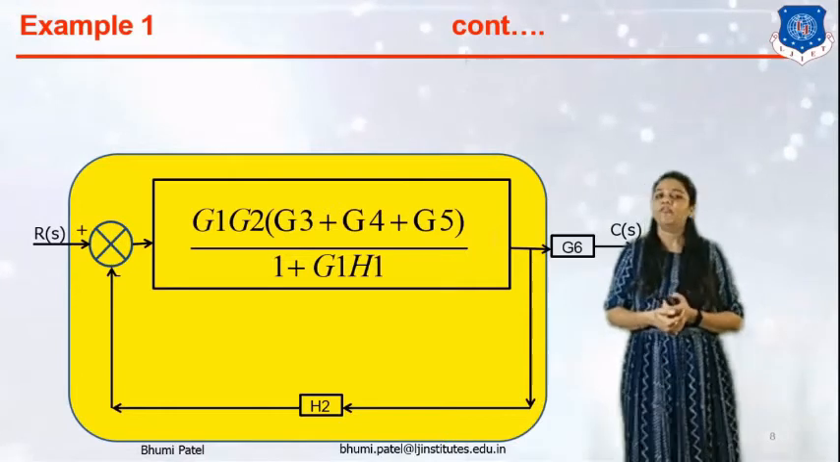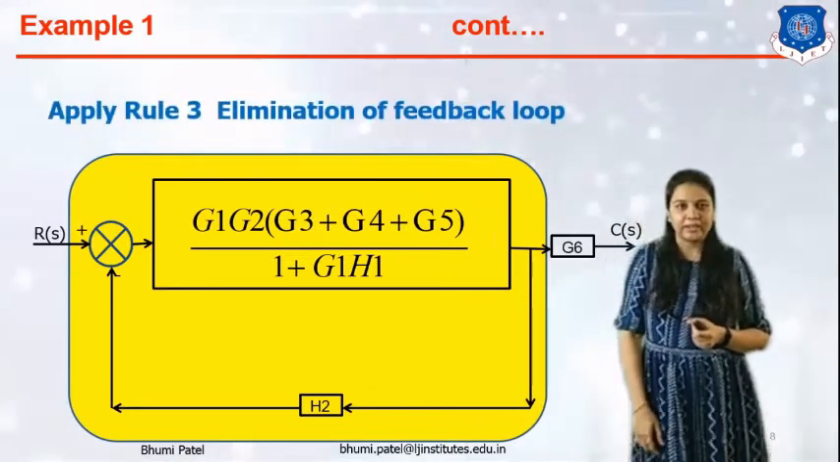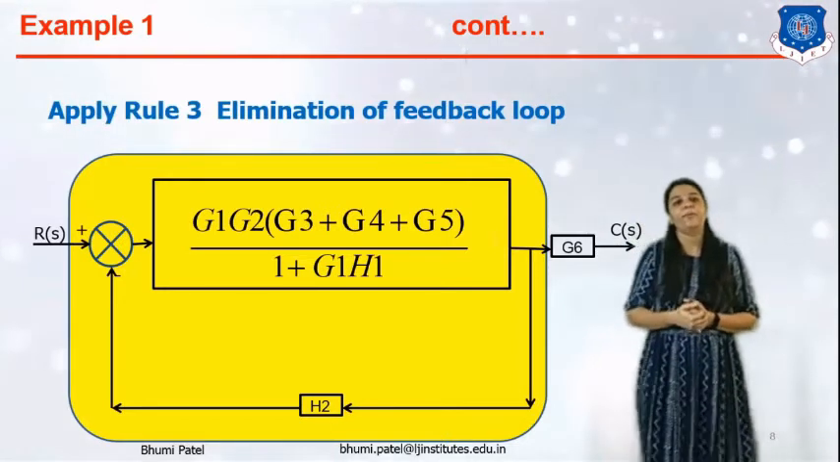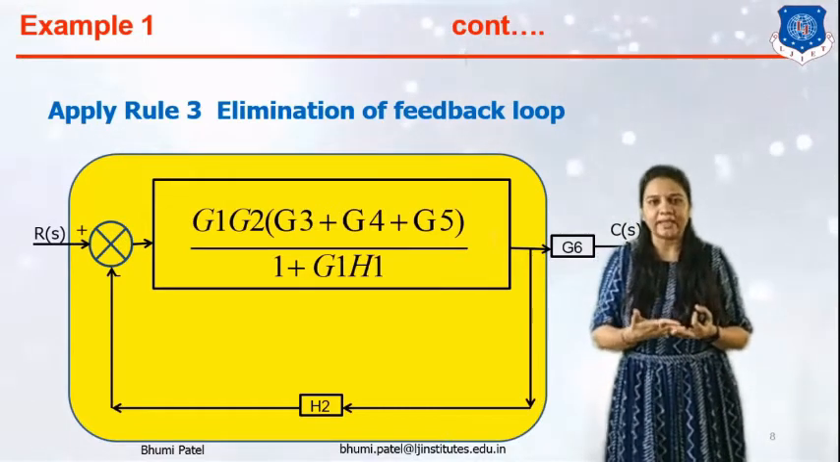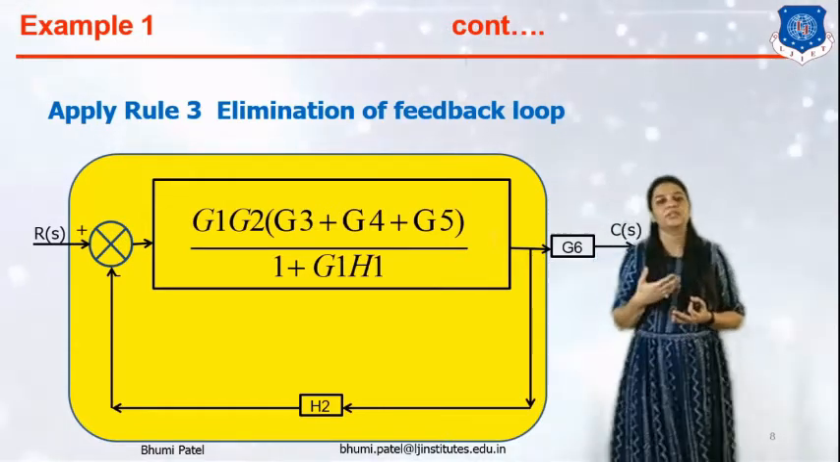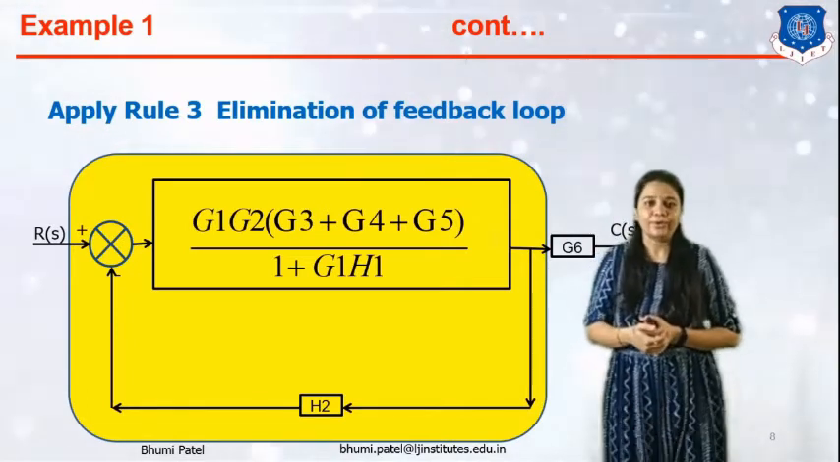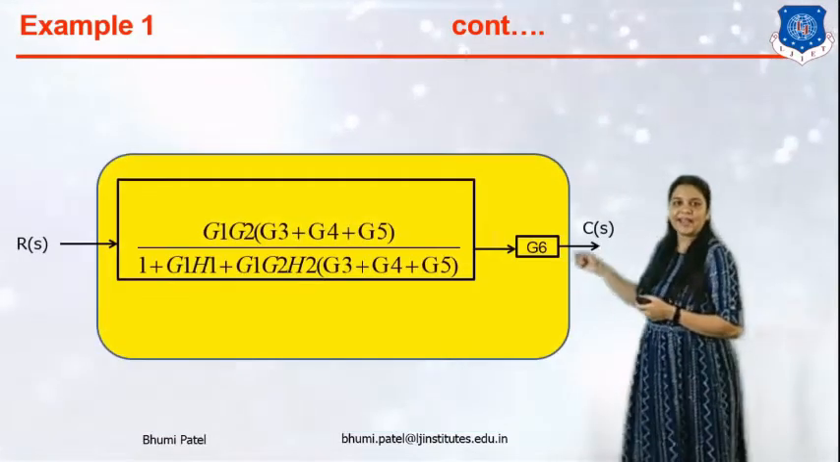So easily we can apply which rule? We can apply rule number 3, elimination of feedback loop. Now one important thing is that whenever we apply rule number 3 and rule number 2, the summing point is cancelled out from this block diagram. So we can apply rule number 3 and the simplification is like that.